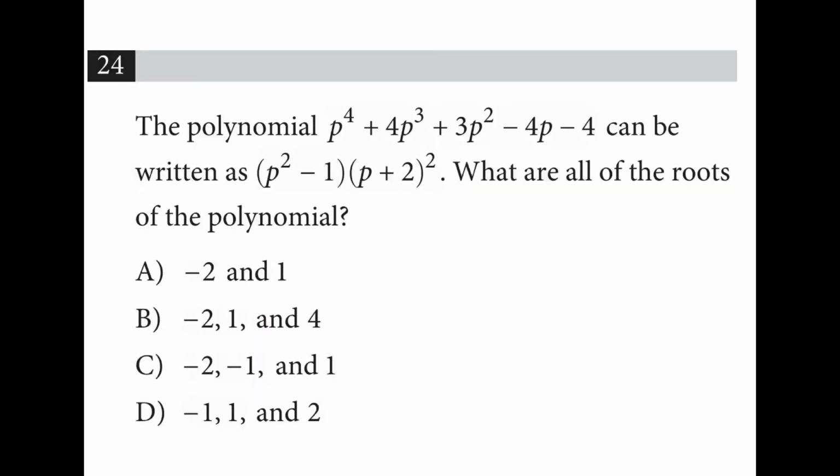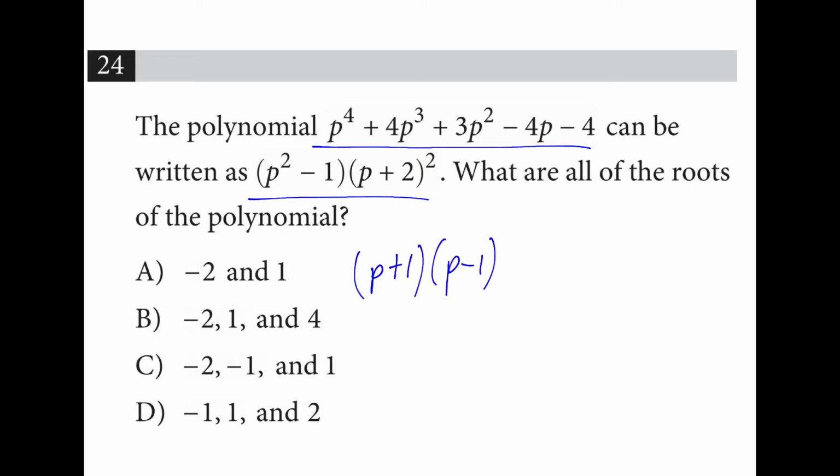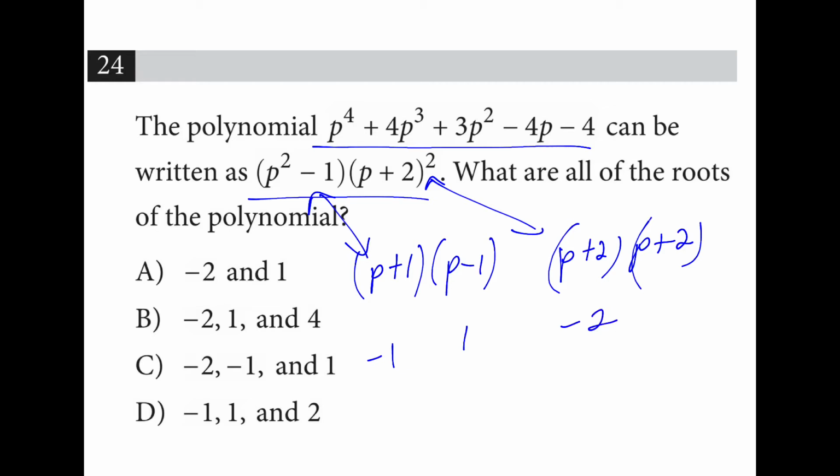So they take this polynomial and they write it into its component parts. And you can take those a little bit further. This would be p plus 1 times p minus 1, considering the difference of squares. And this over here is going to be p plus 2 and p plus 2. So notice negative 1, 1, and negative 2 work.